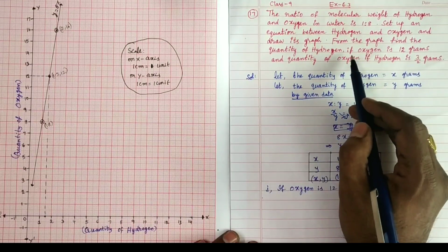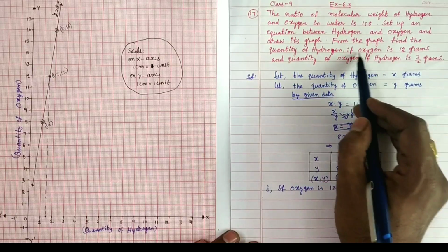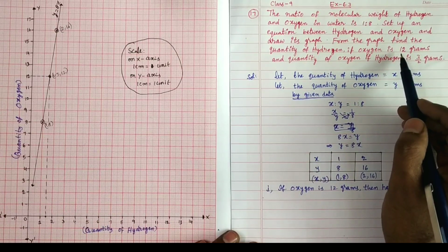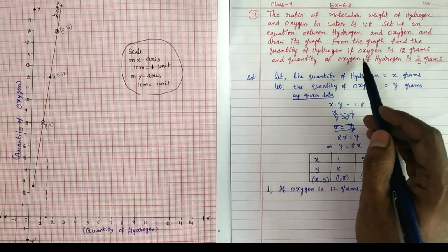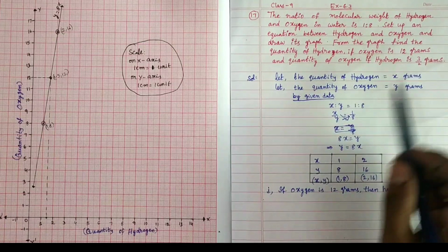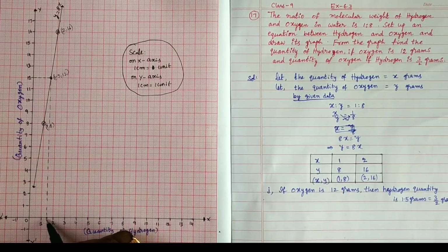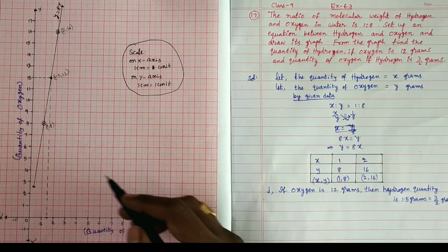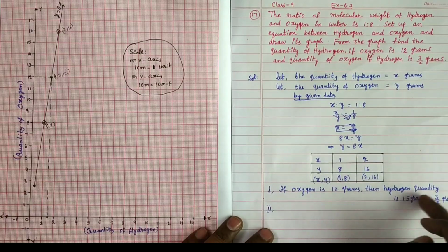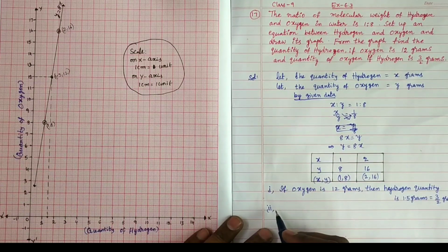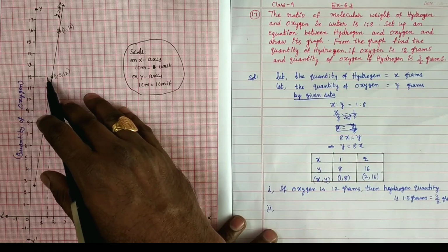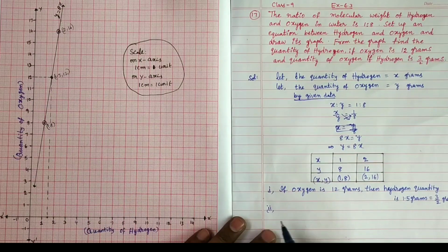The second question is the quantity of oxygen if hydrogen is 3 by 2 grams. Hydrogen is 3 by 2 grams, that means 1.5. So the same answer, that is 12 grams. Questions 1 and 2 are the same question. So if the hydrogen quantity is 3 by 2 grams, then the oxygen quantity will be 12 grams.